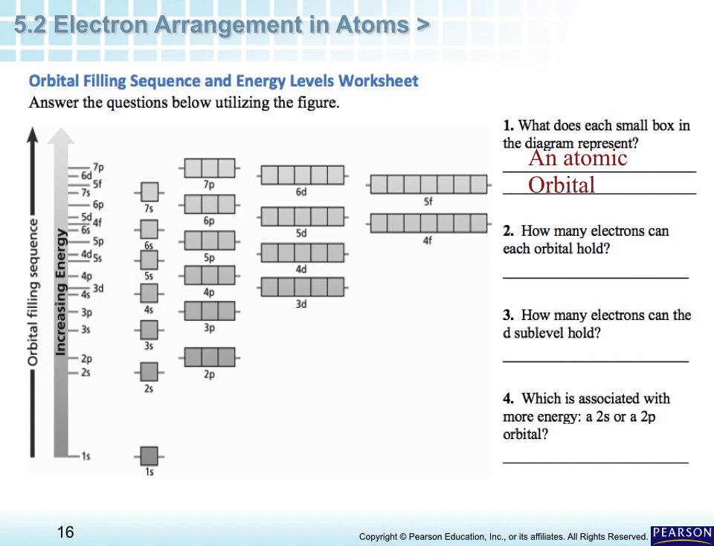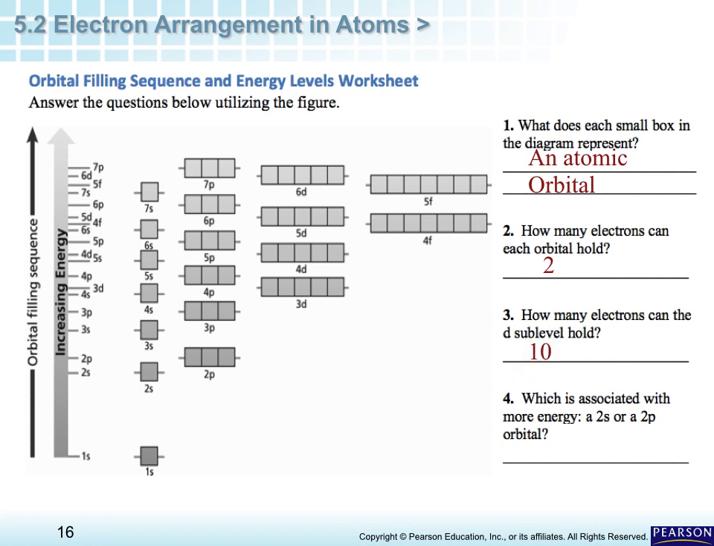How many electrons can each orbital hold? 2. Because the most that any orbital can hold is 2, and if they're together, they have to have what are called opposite spins. I'll explain that in a moment. How many electrons can the d sublevel hold? Well, it has 5 orbitals, and there's 2 electrons per orbital. 5 times 2 is 10.